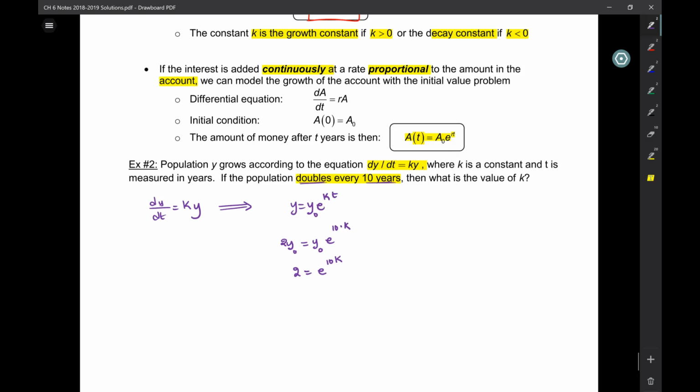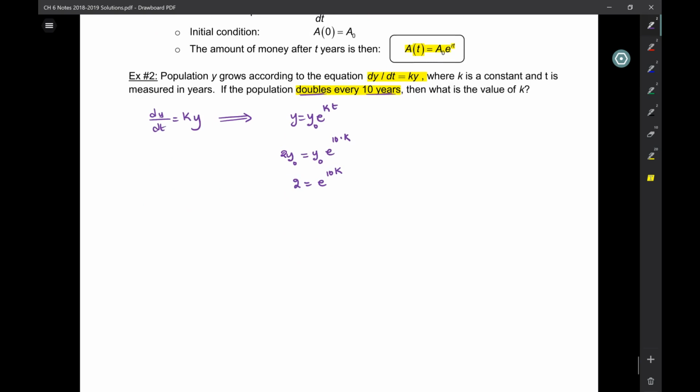Now, most of the time in the real world, if it doubles every 10 years, if it triples every so many years, we normally skip this step. So if it's going to triple every 20 years, we say 3 equals e to the k times 10. If it's half-life, then it's 1/2 equals e to the however many years k. But you want us to show it? Up to you. So now ln of 2 equals ln of e to the 10k.